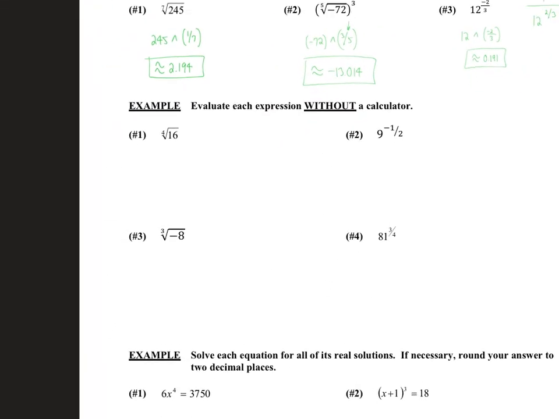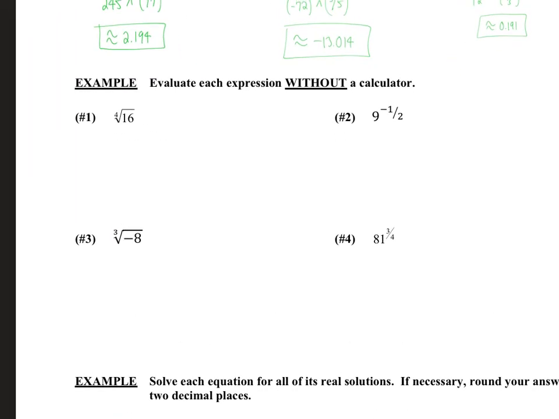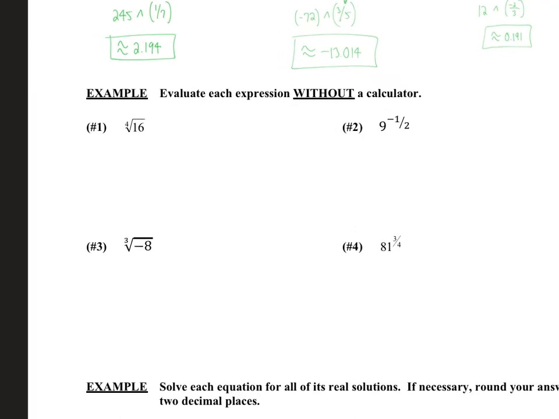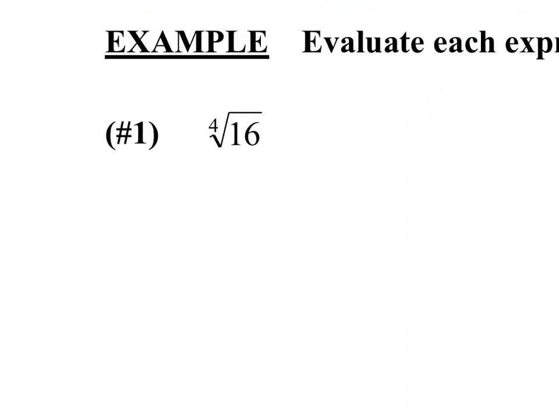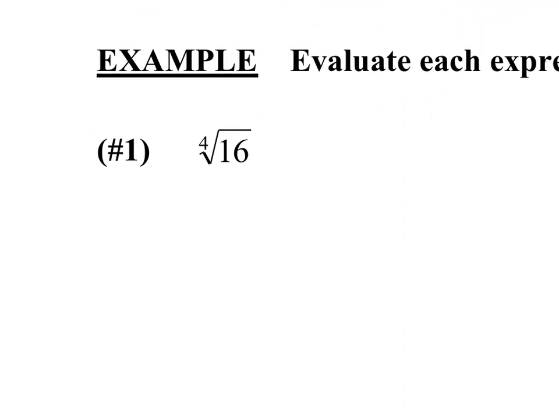It says evaluate each expression without a calculator. So this one's going to be, we're going to have to do some tricks here. Let's see how we do. All right, so first things first. Number 1, we have the 4th root of 16. Well, that's 16 to the 1/4, but the 4th root of 16 is an actual nice number, which we should just know is going to be 2. And if you had your perfect powers, it would also tell you that. Easy peasy.